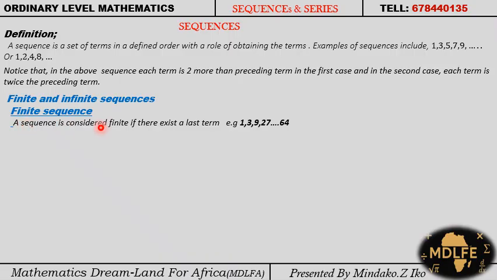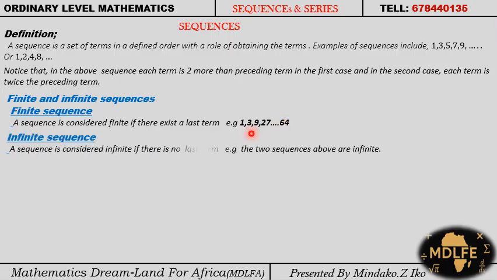So a sequence is considered finite if there exists a last term. It means that if I have terms in a sequence, like let me say I have 1, 3, 9, 27, right up to 64. Since 64 is a last term, it means that sequence is actually a finite sequence. Otherwise, a sequence is infinite.